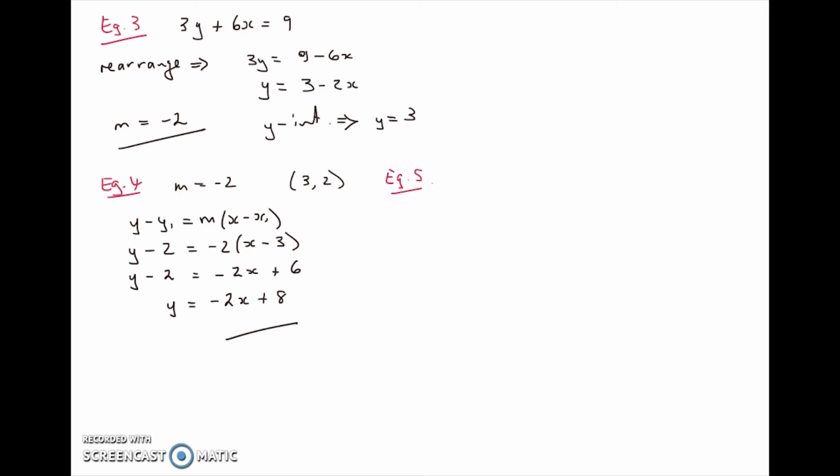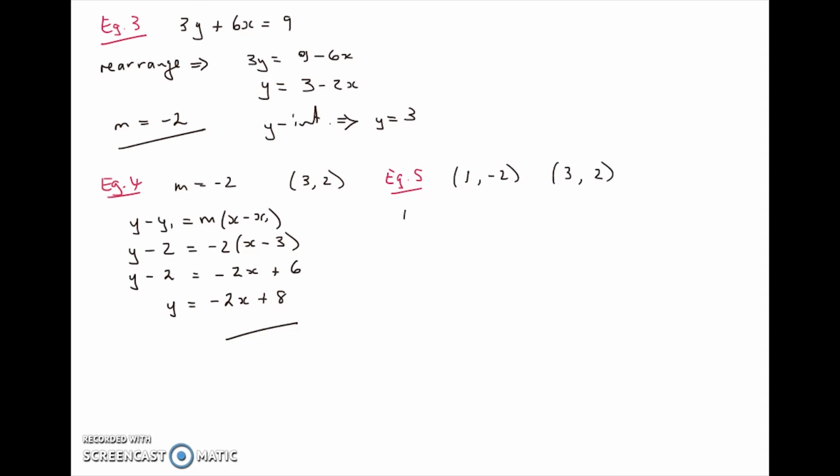We need to find the equation of the straight line passing through 2 points, (1, -2) and (3, 2). So (1, -2) is our first point, (3, 2) is our second point. We've got a straight line passing through them. What is the equation of that line?